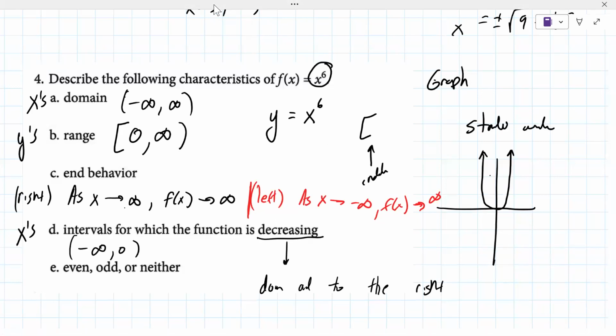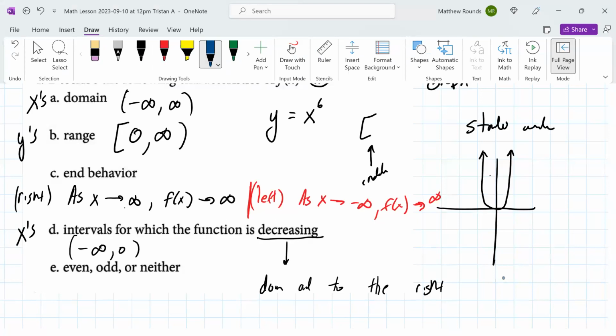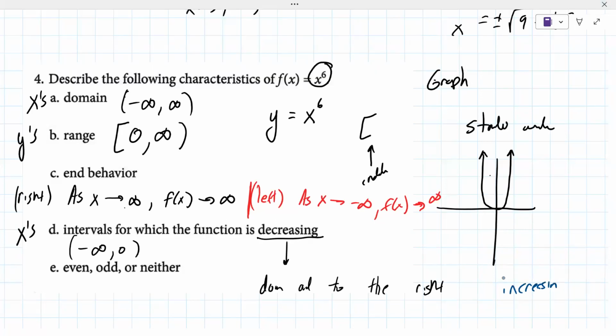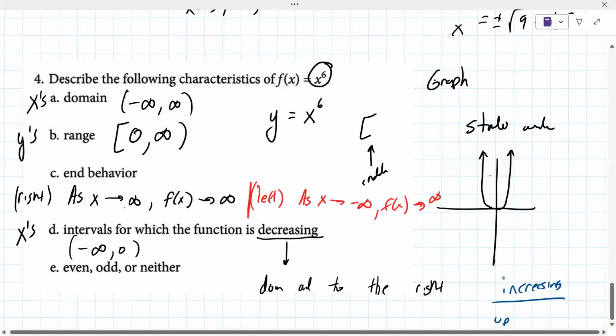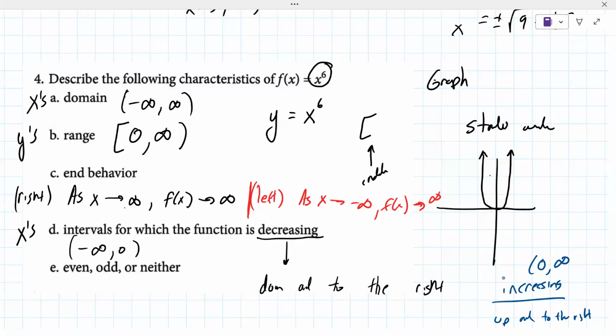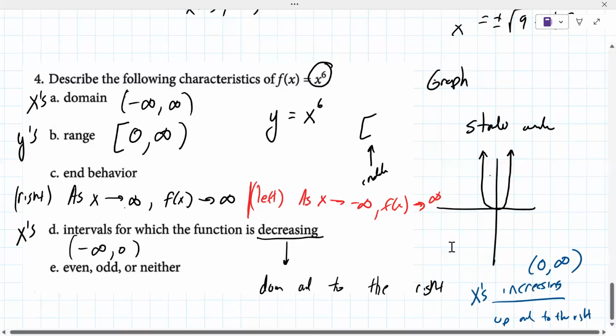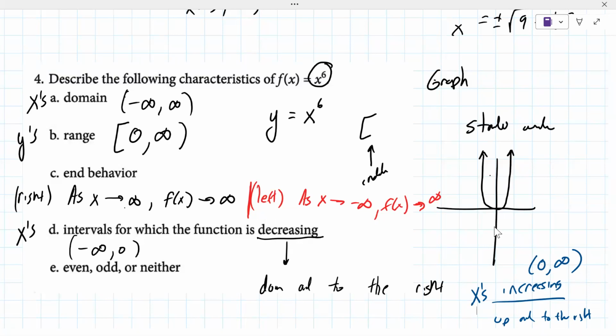If it asked where it's increasing, increasing is when it's going up and to the right. Again, another definition. You can see that that is from 0 to infinity. Again, these are x values. We really need to look at more graphs to get this in, but maybe you'll get this problem or something really similar to it, and it'll be exactly the same.